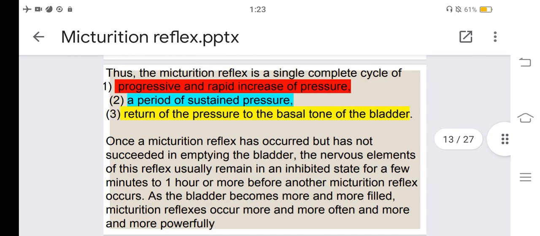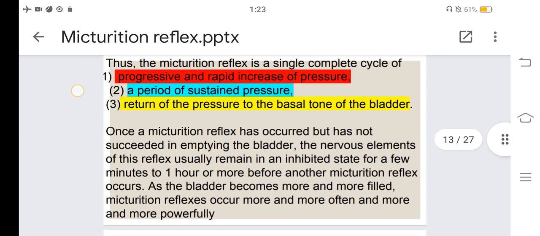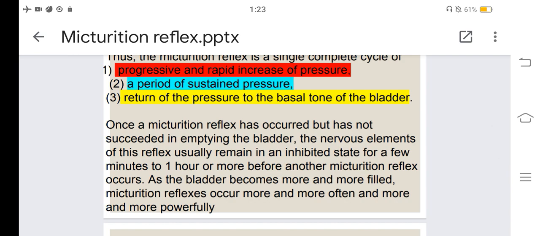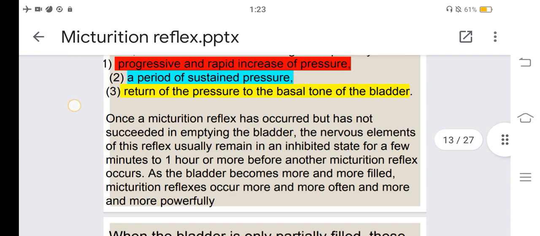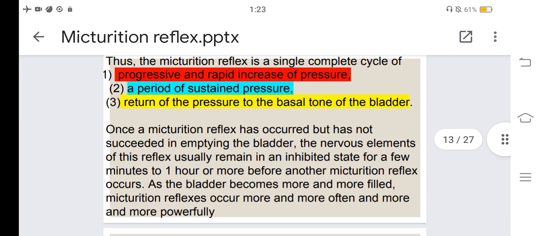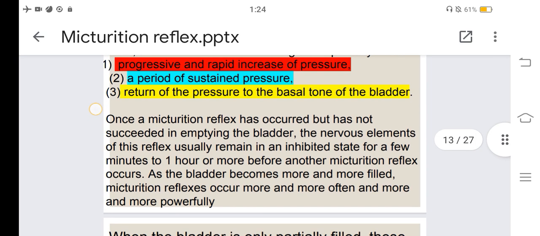Along with that, the micturition reflex is a single complete cycle of progressive and rapid increase of pressure, a period of sustained pressure, and return of the pressure to the basal tone of the bladder. Once a micturition reflex has occurred but has not succeeded in emptying the bladder, the nerve elements in this reflex usually remain in an inhibited state for a few minutes to 1 hour or more before another micturition reflex occurs.